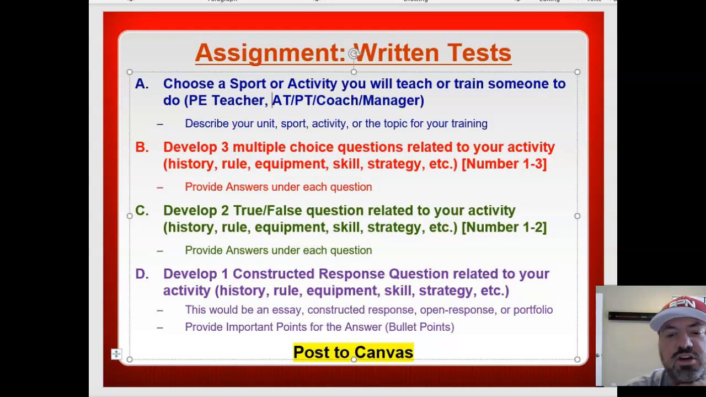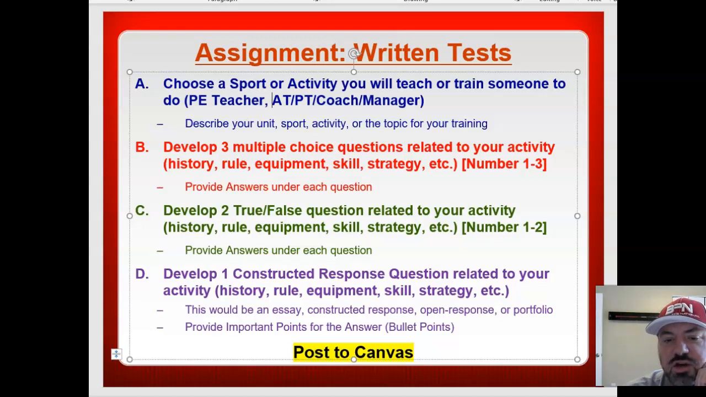B, I need you to develop 3 different ones. So under B, you're going to give me a 1, a 2, and a 3, and they all need to be distinctly different. So develop 3 multiple choice questions related to your activity, unit, or sport, or topic for training. Make these multiple choice questions have an A, B, C, and D possible answer, and then provide the answer under each question. So A, you'll have a couple sentences. B, you'll have a 1, 2, and 3. Each of them will have an A, B, C, and D, and then you'll have an answer.